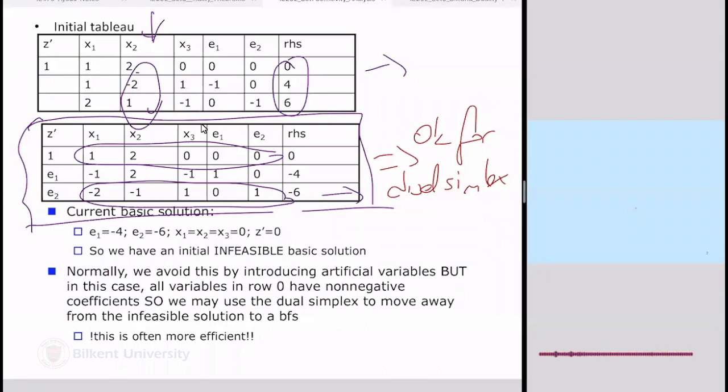What is the dual feasibility? Row 0 being non-negative. So this time the ratio test is within the rows, whereas it was within the columns in the primal problem, right? Primal simplex. So all you need to do is, after the iterations, you have to have one in here and zeros in there. So you have to make sure that after your elementary row operations, your row 0 remains non-negative. Okay?